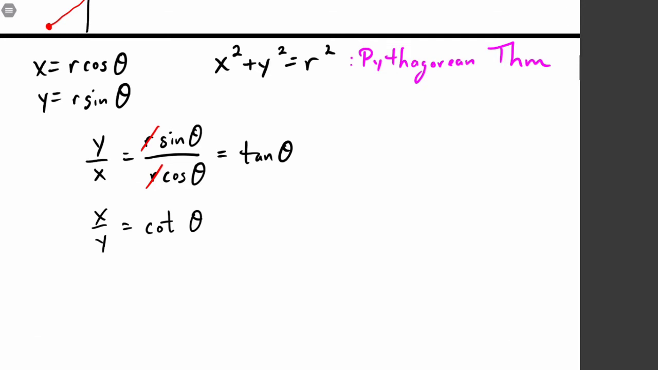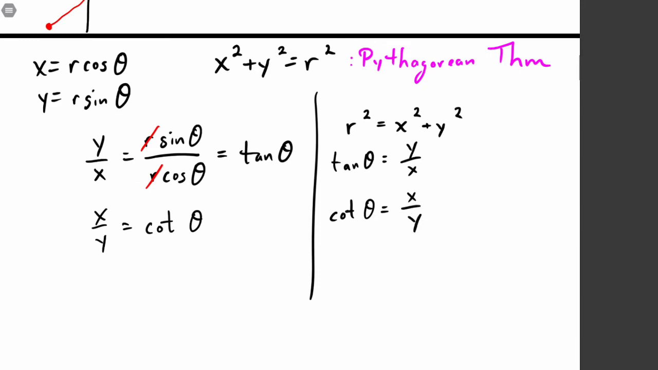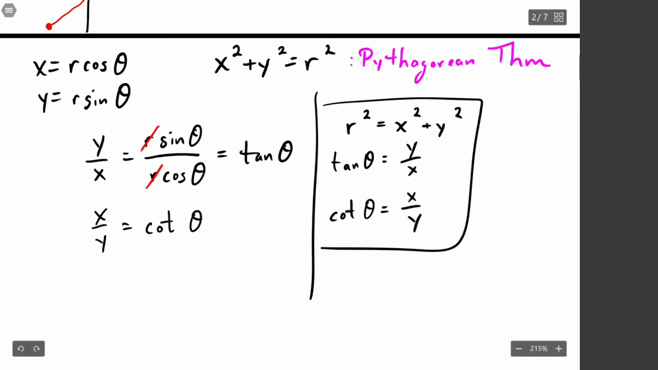Right? So we sort of wind up with three equations we can use. r squared equals x squared plus y squared. Tangent theta equals y over x. And cotangent of theta is x over y. Right? So, we do get these three equations. These two, at least one of these will work at all times.